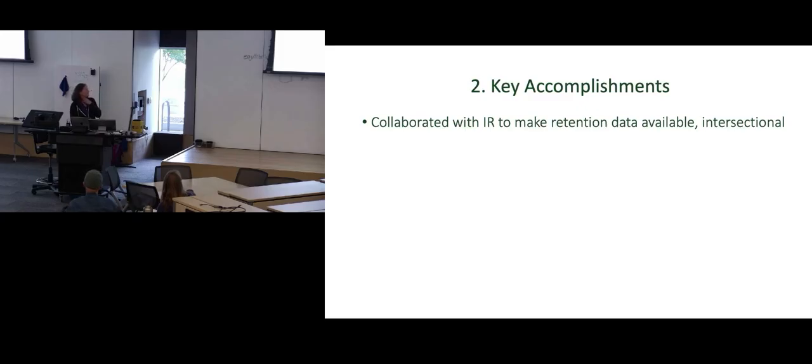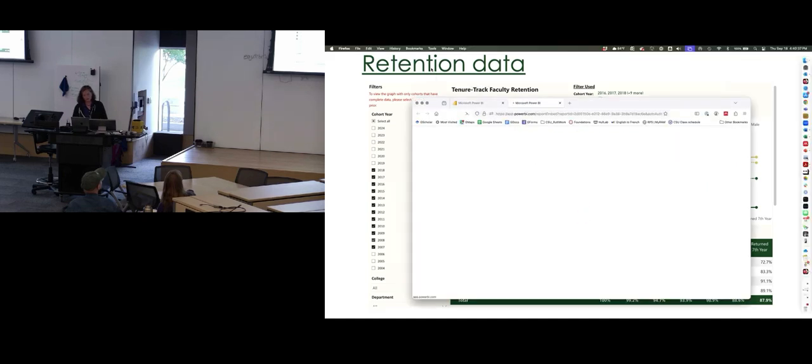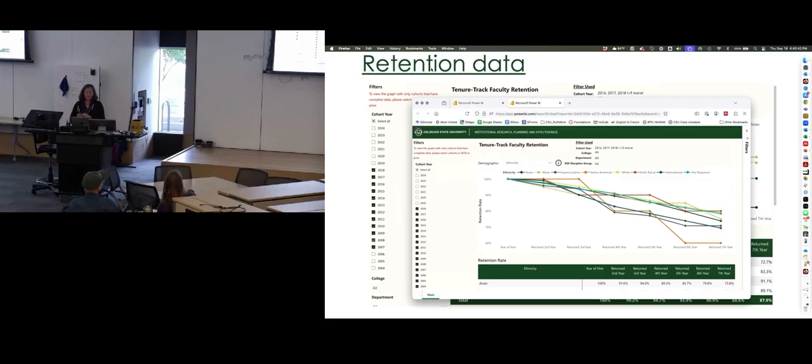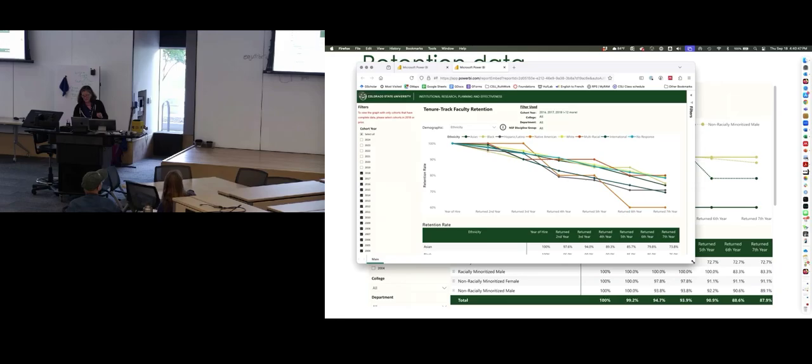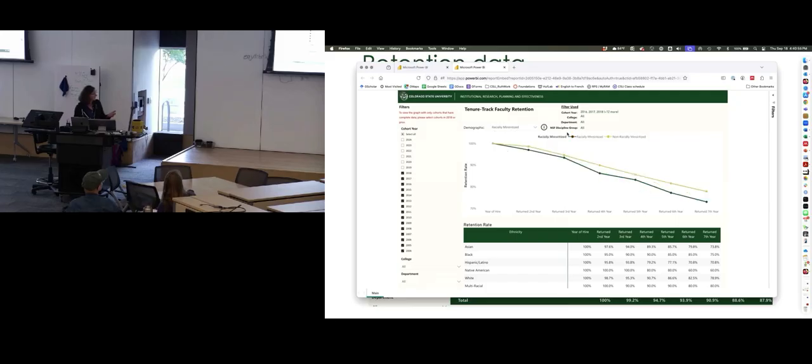Key accomplishments for the grant, I would say the data, just having these data available, is one of them. We now have a website that anybody who's an employee of CSU can go to, and it's pretty cool, I think. You can look at ethnicity in more detail, or for example, this is all departments, all colleges, everybody.